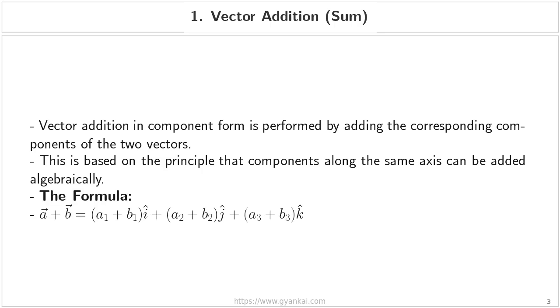To put this into a mathematical rule, here is the formula. Vector A plus vector B equals the quantity a sub-1 plus b sub-1 multiplied by i hat plus the quantity a sub-2 plus b sub-2 multiplied by j hat plus the quantity a sub-3 plus b sub-3 multiplied by k hat. Now that we have defined our two vectors, let's look at how we actually combine them. The first major operation we'll cover is vector addition, or finding the sum. As you can see, it's just a matter of grouping the matching parts. We'll see a practical example of how this applies to a moving drone in the next slide.